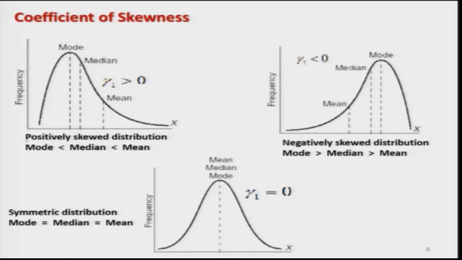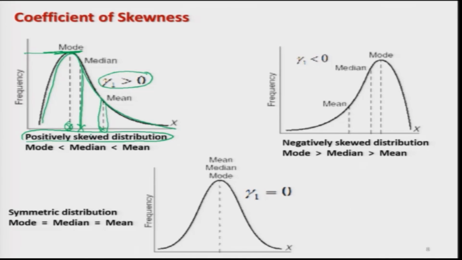When we have a symmetric distribution, in this case gamma 1 will be equal to 0. Now, if you recall, what will be the mode? Mode will be somewhere here, which is the maximum frequency value. So, corresponding to maximum frequency, this will give me the value of mode. Median is the value which divides the entire area under this curve into two parts. So, this will be somewhere here, and the mean will be somewhere here.